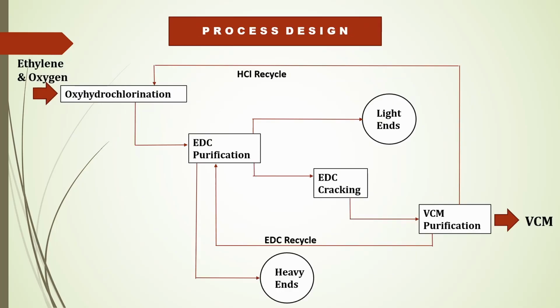This is the outline of our process. First, the ethylene, HCl, and oxygen is sent to the oxychlorination unit, from where the EDC forms, and this raw EDC, crude EDC, is sent to the EDC purification unit, and after the purification, the low boil impurities and high boil impurities get removed out, and this purified EDC is sent to the cracking unit. And from this cracking unit, our main product, which is VCM, gets formed. But this VCM is in a raw state, so we need further purification of VCM. So we have settled here a VCM purification unit.